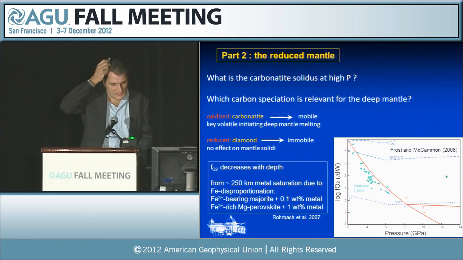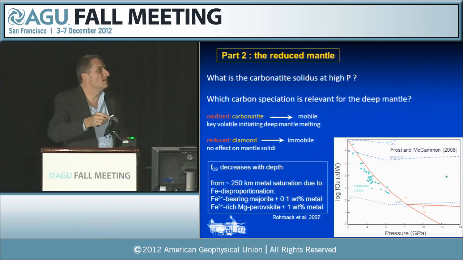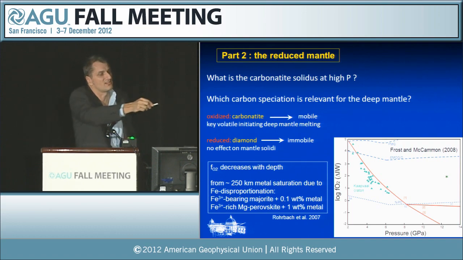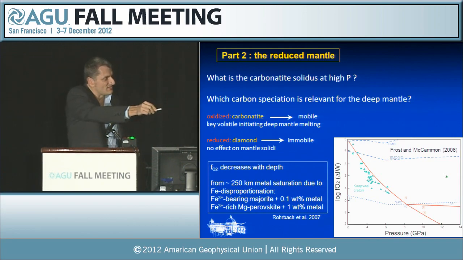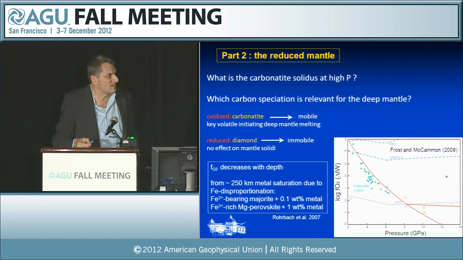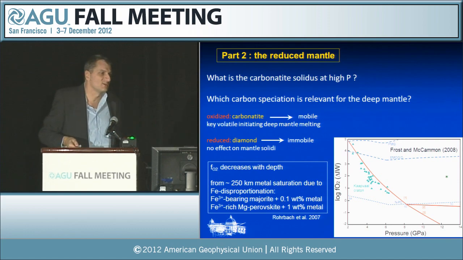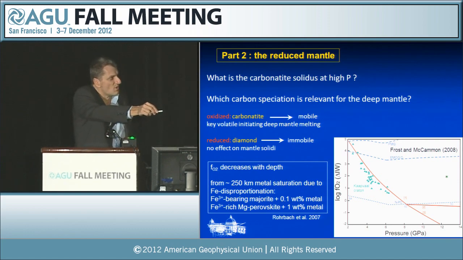If we go to the reduced mantle, first question, what is the carbonatite solidus in the mantle? Second question, is the carbonatite solidus really relevant? What is the carbon species? And why is that so important? It's a bit evident. A carbonatite is highly mobile. It has a low melting temperature. Diamond, which is the reduced stable form, is of course immobile. So if you convert from an oxidized carbonate species to a reduced carbon species, you're mostly immobilizing the carbon.